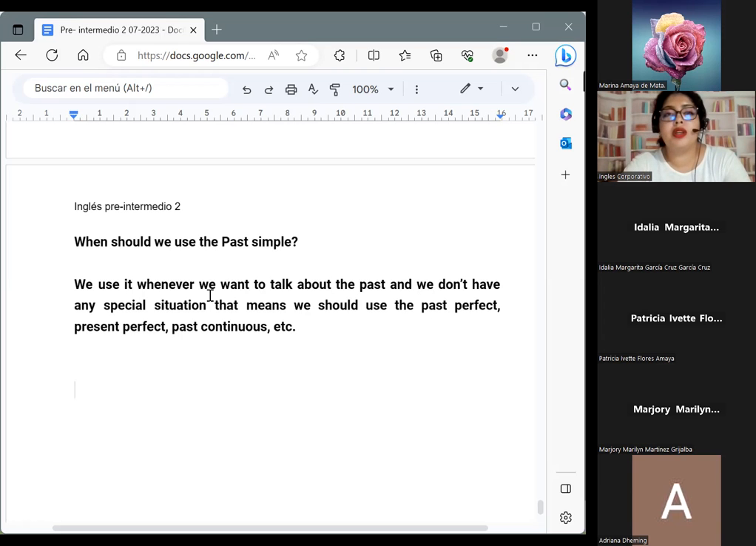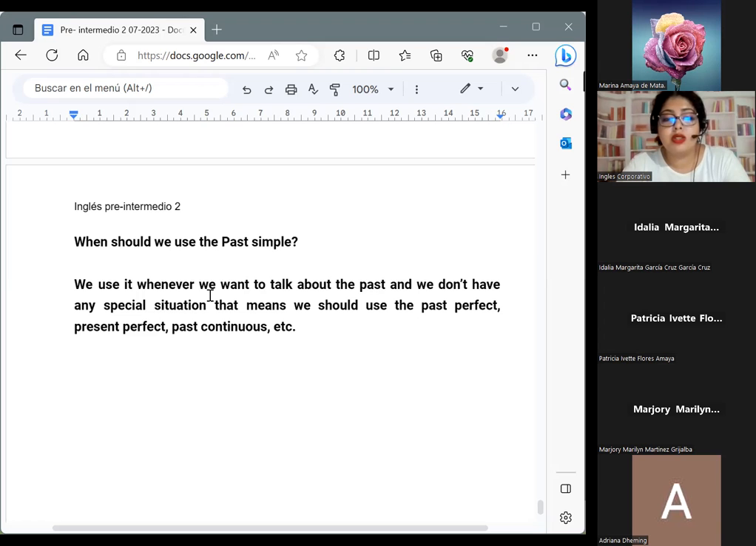Okay, in this case, we're going to use the past simple or the simple past to talk about finished actions, states, or habits in the past. Vamos a hablar, y ya lo hemos dicho varias veces, de acciones que ya han terminado, o sea, que ya están finalizadas. También lo vamos a utilizar para hablar de estados o hábitos que sucedieron en el pasado.